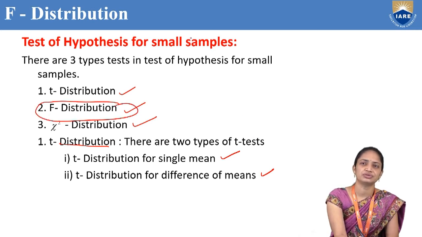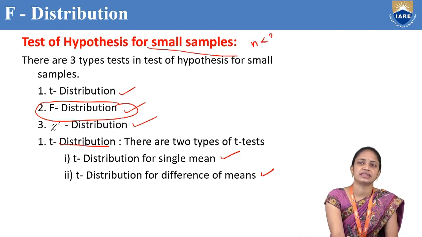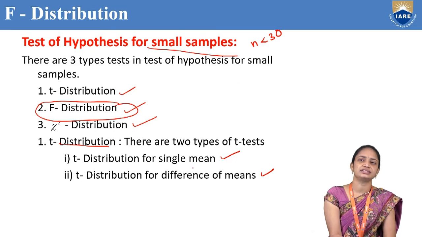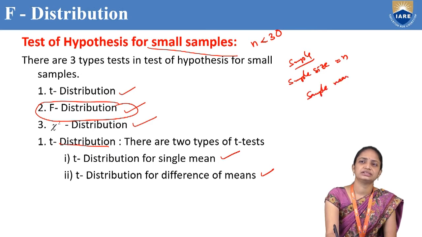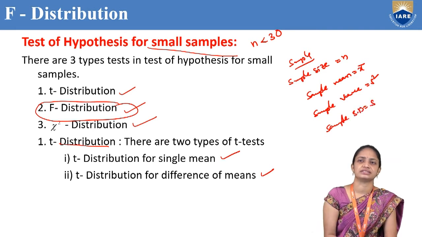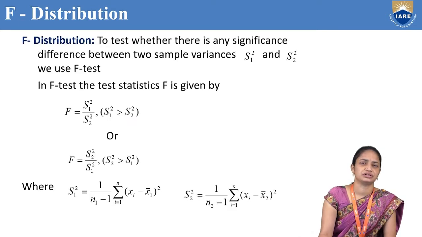Before starting F distribution, what is the meaning of small sample? If n is less than 30, then we can say that it is a small sample. The sample size is denoted with n, the sample mean is denoted with x bar, the sample variance is denoted with s square, and the sample standard deviation is denoted with S. Now coming to our distribution, that is F distribution.